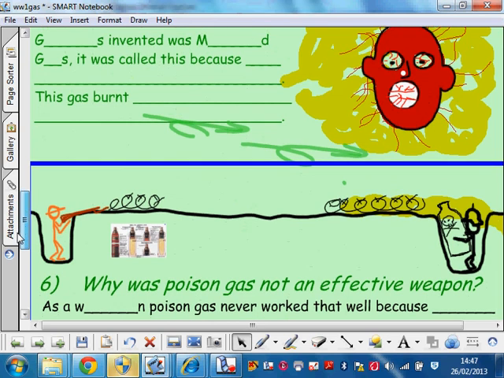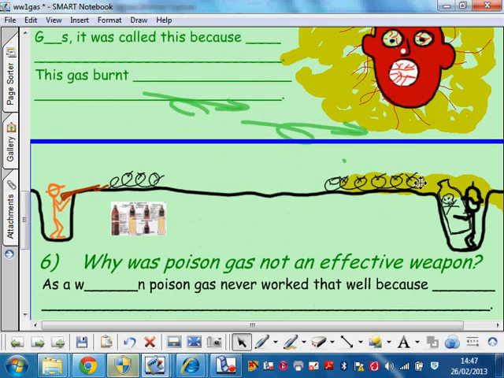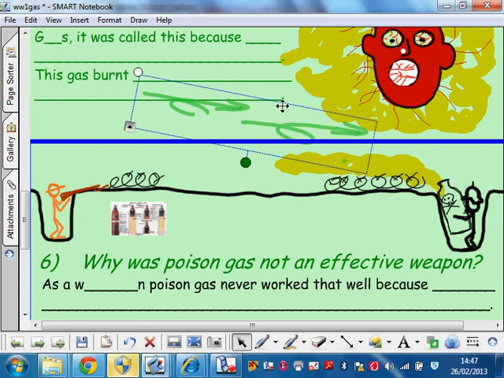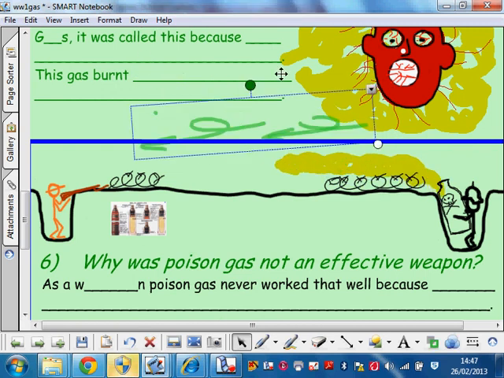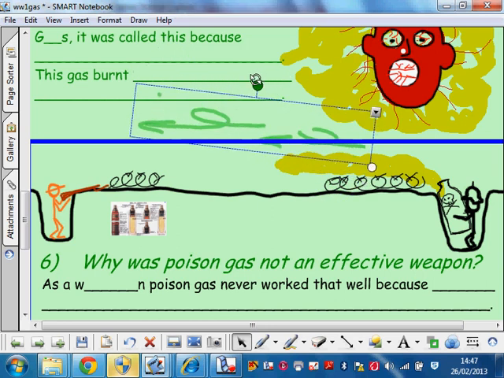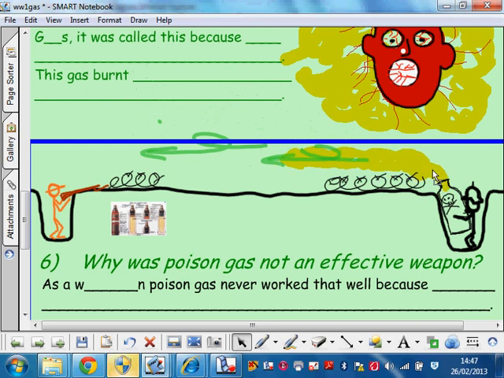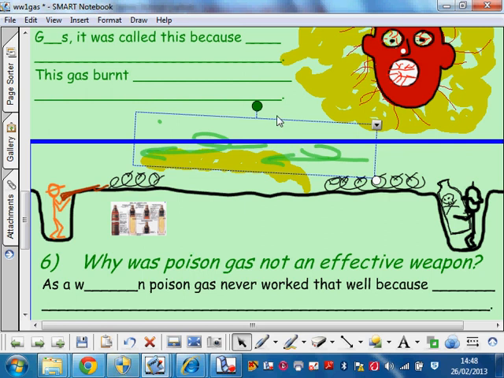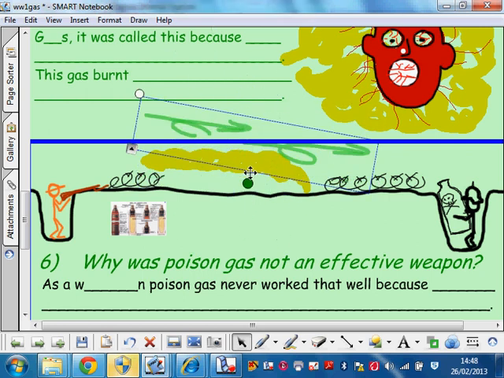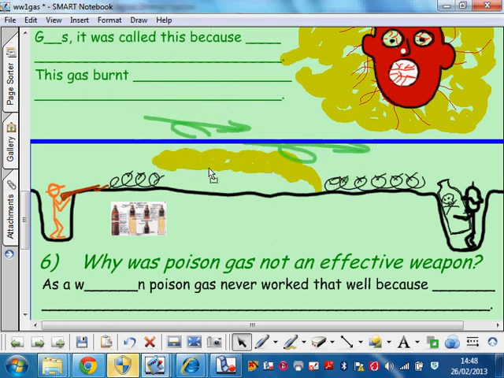Right, last bit. Why was poison gas not really a very effective weapon? Yeah. So let's say you're the German army. You release the gas from the canister when the wind is blowing this direction, and the wind blows it towards the trench. Fantastic. What can go wrong? Well, quite clearly, what happens if the wind moves? If the wind moves, you end up gassing yourself.